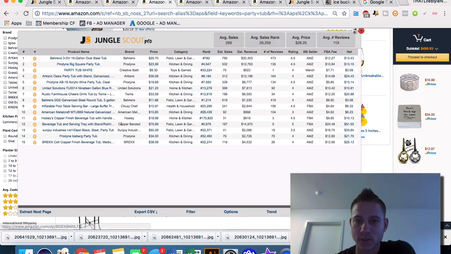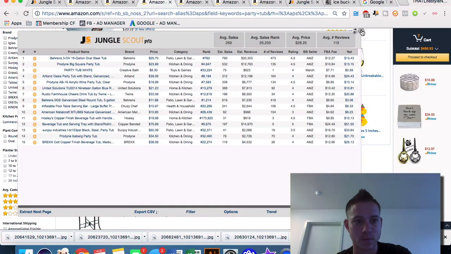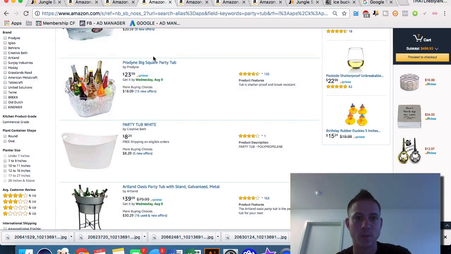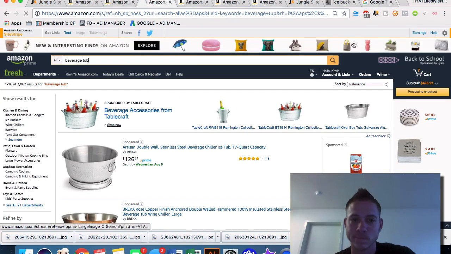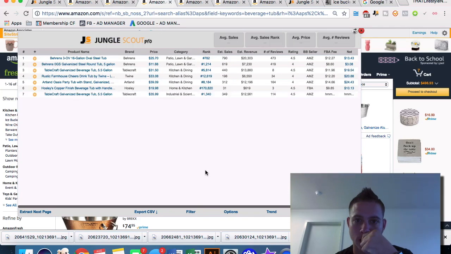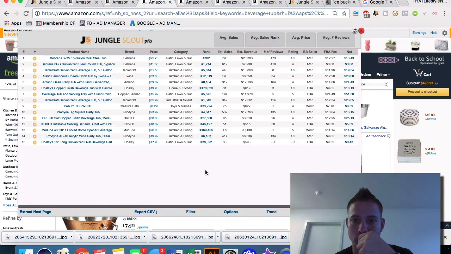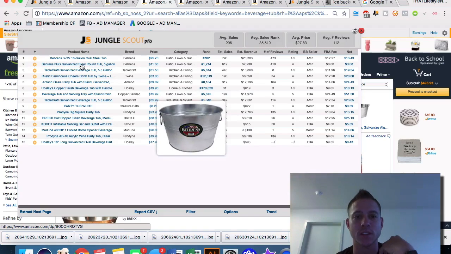Beverage tub and serving tray. All right, so 5 reviews here with $15,000 a month and a $76 price range. Beverage tub and serving tray. Let's try beverage tub. Okay, so here we go. We see some big numbers here. A few reviews though, right? But these are just the tub. It doesn't actually have the serving tray.